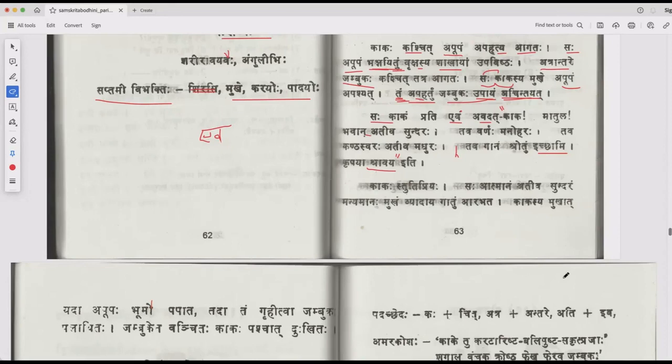Arabhata. Arabhata is started. Saha Gatum Arabhata. Let's go backwards, clause by clause. Gatum Arabhata, what does that mean? Singing started. To sing. He started to sing. Whenever you have this tumun, you'll say to sing. So before that, what did he do?